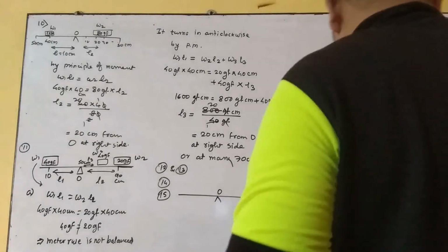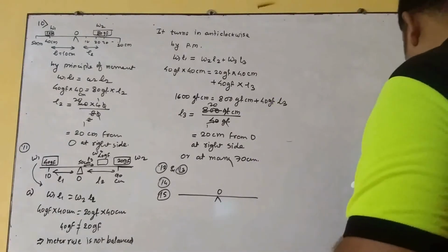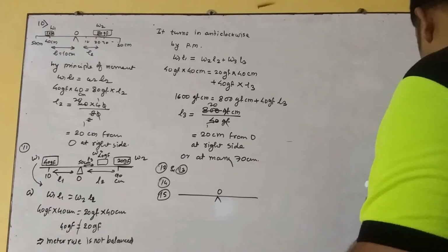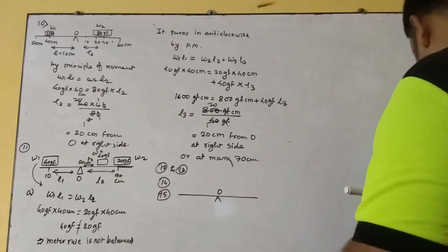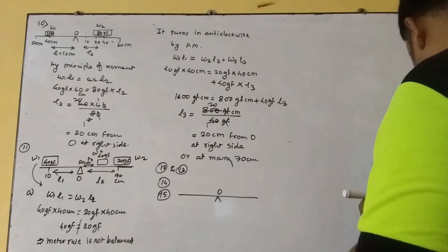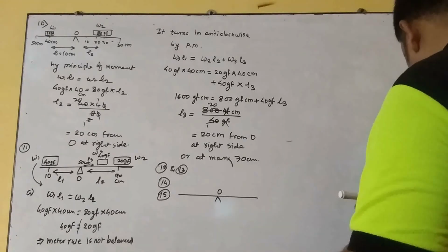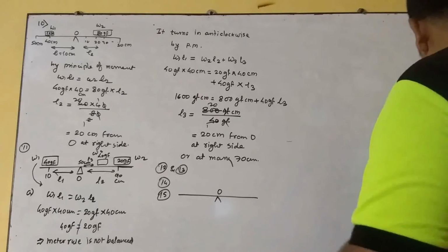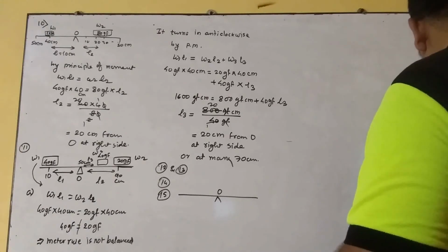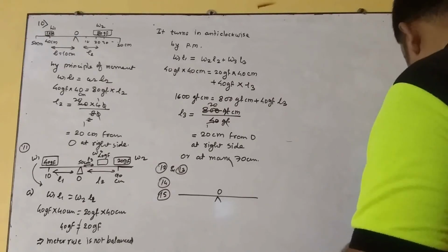A uniform meter rule of weight 10 GF is pivoted at a mark O. What moment of force depresses the meter rule? It is a meter rule, and how can it be made horizontal by applying the least force?